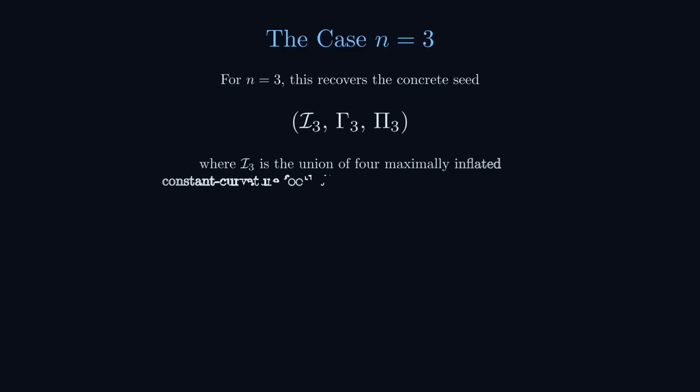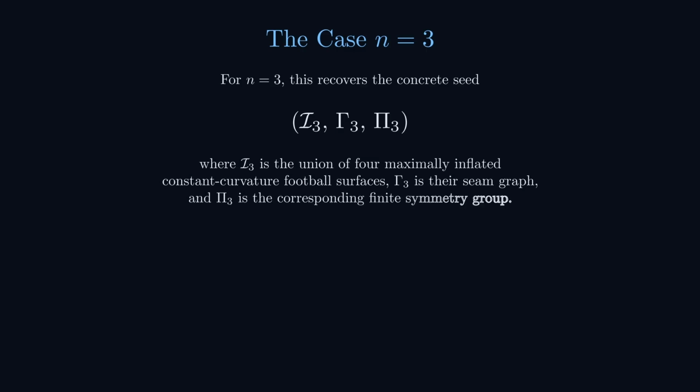We'll look at the case n equals 3 now. For n equals 3, this recovers the concrete seed, where I sub 3 is the union of 4 maximally inflated constant curvature football surfaces. Gamma sub 3 is their seam graph, and pi sub 3 is the corresponding finite symmetry group.